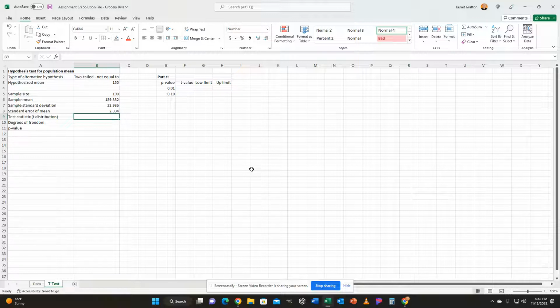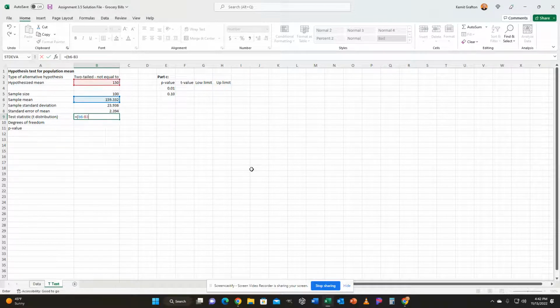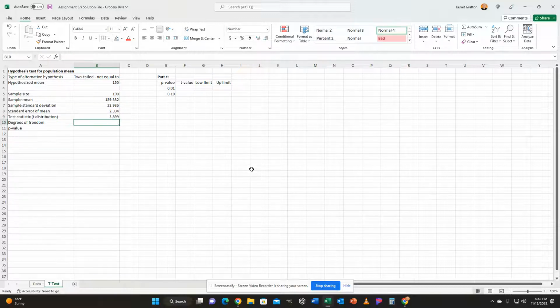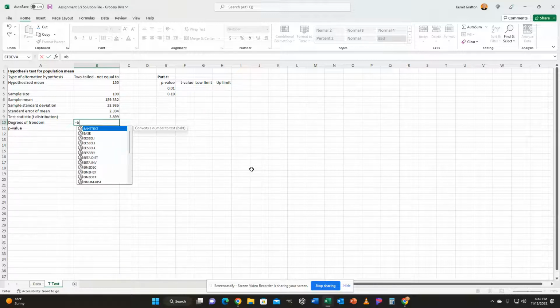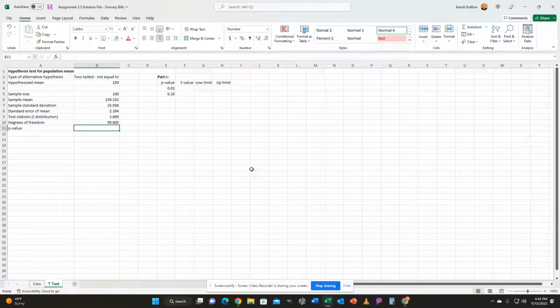As our test statistic, basically it is going to be a t distribution. So we'll just go ahead and enter it the way we would if we were to manually do the formula. So it's going to be B6 minus B3 divided by B8. Okay. Then our degrees of freedom is basically the sample size minus 1. So it's B5 minus 1. All right.